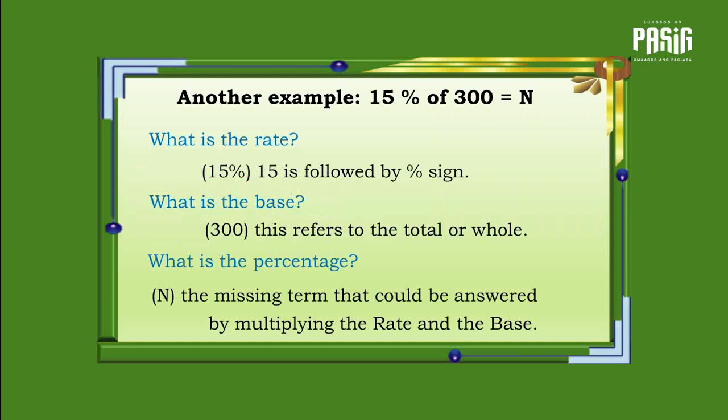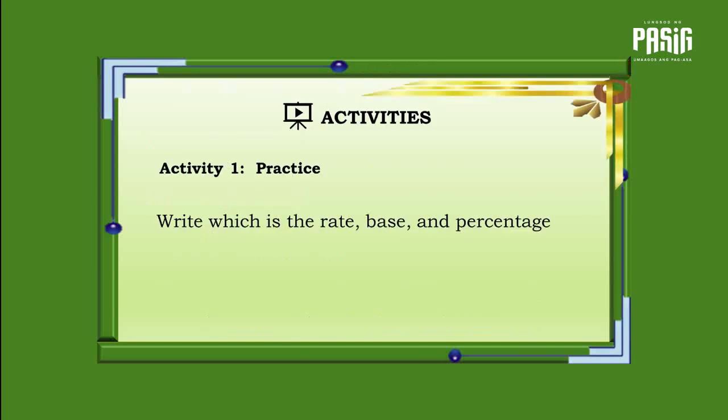So let's have another example. 15% of 300 is equal to n. What is the rate? Okay, that's right. The rate is 15%. 15 is followed by a percent sign. That's correct. What about the base? What is the base? Yes, the answer is 300. Percentage is the missing term that could be answered by multiplying the rate and the base. And this is being represented by n. So I think you are now ready to have your activities.